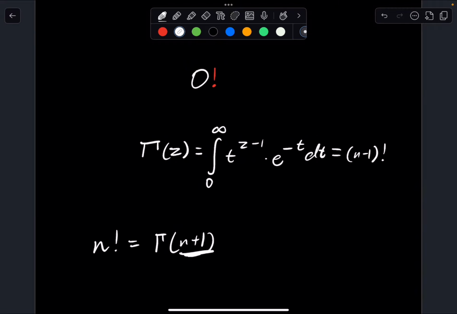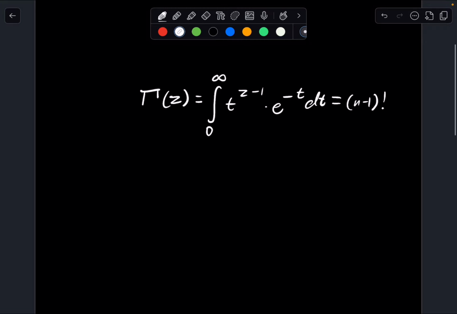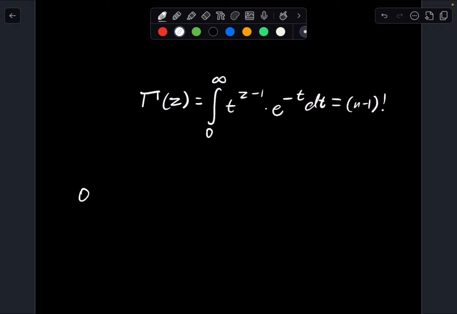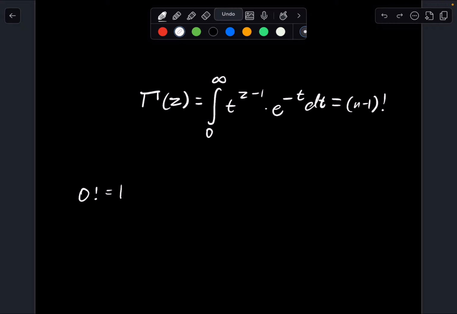That's what it is. So with this definition in mind, let's plug in 0. So 0 factorial is equal to gamma. I keep writing f because I'm so used to it. Gamma of 0 plus 1, which is equal to gamma of 1, of course. Gamma of 1, which is equal to, now every time we see z, we have to substitute it in for 1.